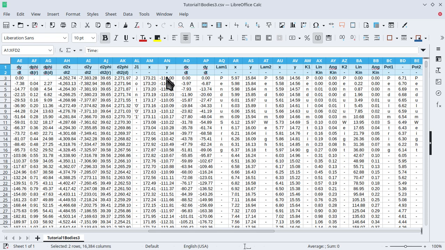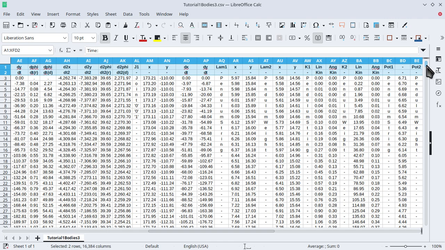Okay, there's its center of gravity, its position, its velocity. Okay, and then here's the lambda of pendulum string 1. Okay, it's not 0, but let's go down.